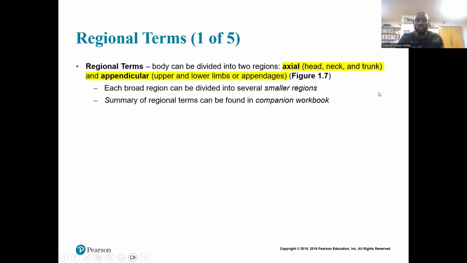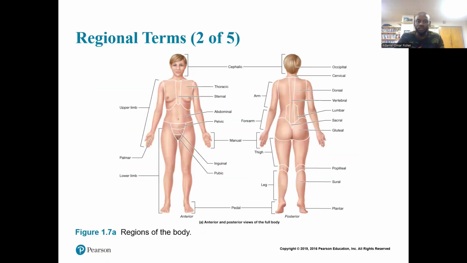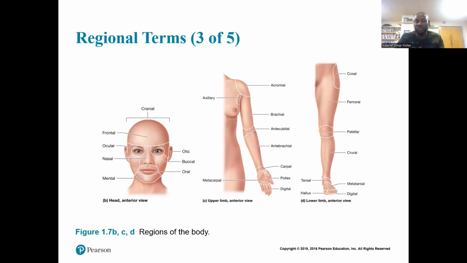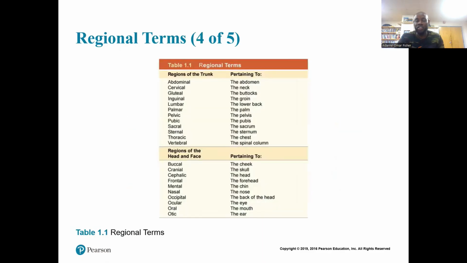We also have regional terms. The body can be divided into two regions: axial, head, neck, and trunk, and then appendicular, your appendages, your arms and your legs. And so we can look at the body that way too. And then as you see here, there are other ways we can divide the different regions of the body and get really specific into the different regional terms. And you'll see some of these terms are definitely related to some of the muscles and the bones in those areas.